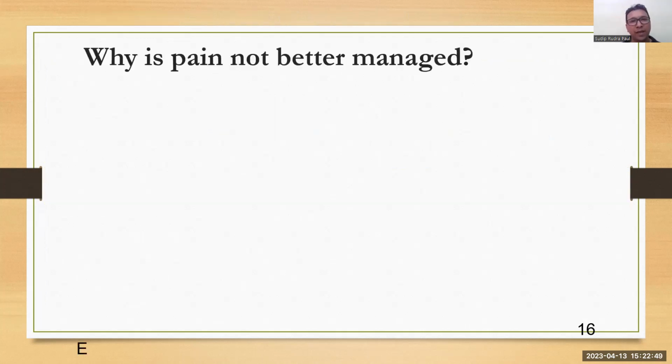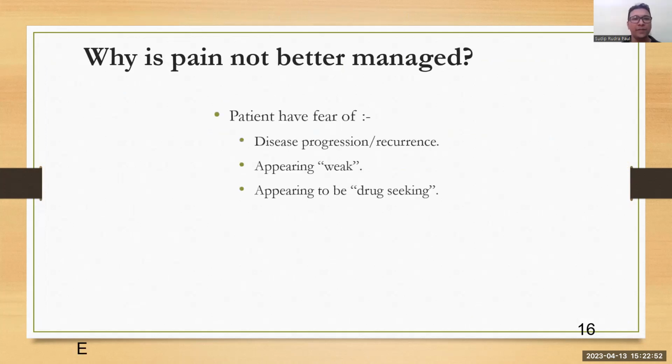Why is pain not being managed properly? Sometimes patients have the fear that if they keep telling us, I'm having pain, even though they have given me much better medication, then the team will feel that no medication is working. So they will just stop my treatment, and my treatment will pause here. So better not to tell anything.